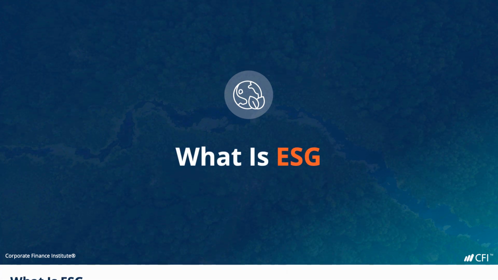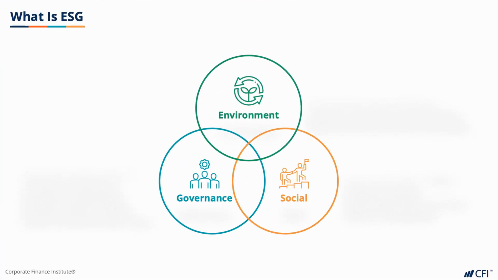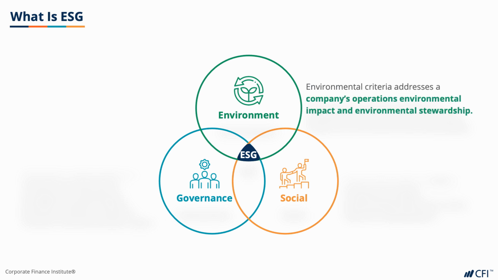Chapter 1, Lesson 1. What is ESG? ESG refers to environmental, social, and governance, and the way in which these issues converge to impact a company and a company's stakeholders. Environmental criteria refers to a company's environmental stewardship, including how they manage the impacts of their operations, products, and general business activity on the environment.